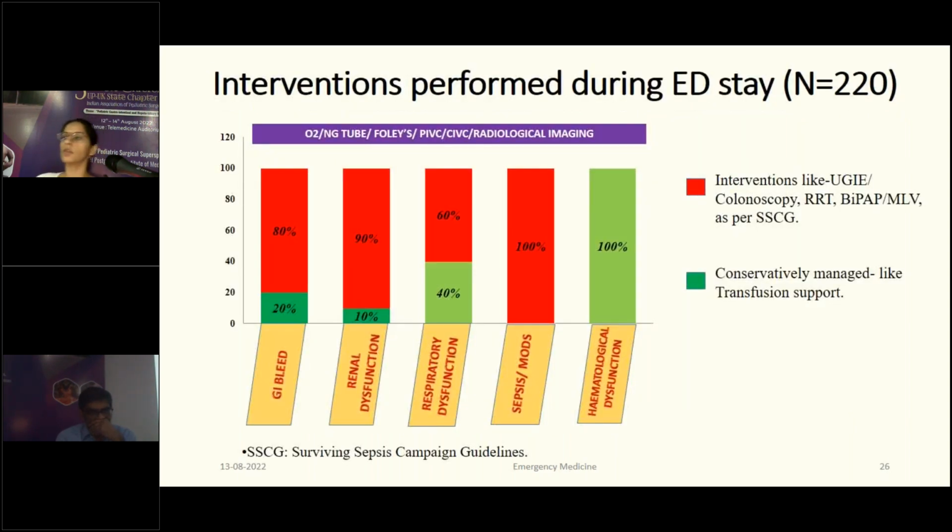The interventions performed on the admitted patients during their ED stay included oxygen inhalation, nasogastric tube, Foley's catheterization, peripheral and central venous catheter, and radiological imaging, done on an as-needed basis. For patients with GI bleed, 80% underwent interventions in the form of upper GI endoscopy or colonoscopy. For patients with renal dysfunction, 90% underwent renal replacement therapy. For patients with respiratory failure, 60% required support in the form of BiPAP or mechanical ventilation. Patients with sepsis and MODS were managed on the basis of Surviving Sepsis Campaign guidelines. All the rest of the patients were conservatively managed, including patients with hematological dysfunction requiring transfusion support.